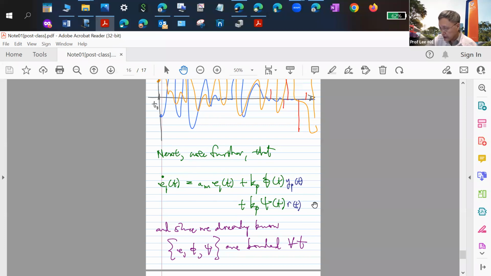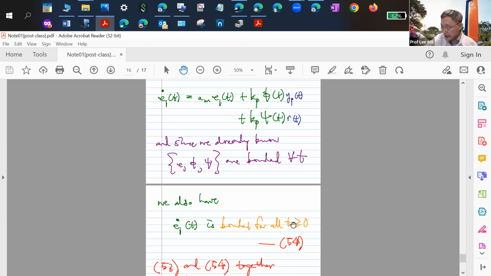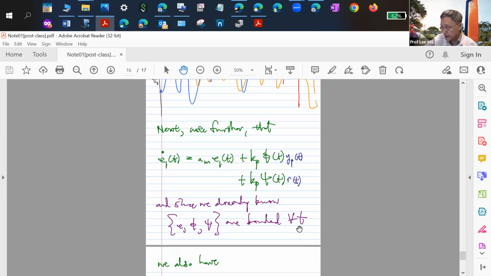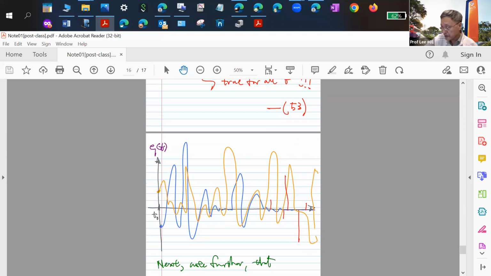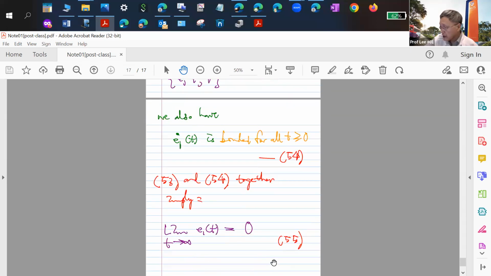So separately, as an additional step, we look at this and say that in our system we also have the result that the E1 dot signal is itself always a bounded signal, because we can see this from all the components. Since this is bounded, we have this particular property 54 together with the L2 property 53. Only with these two properties can we finally say that we have achieved what we intended in the adaptive control: if we set it up in this way, we are guaranteed to achieve our tracking error goal. So this is what we did last week.